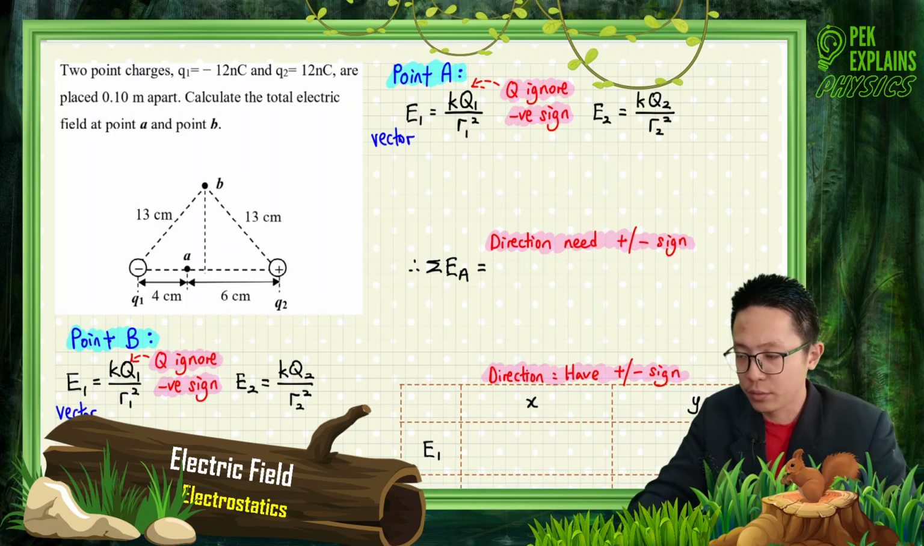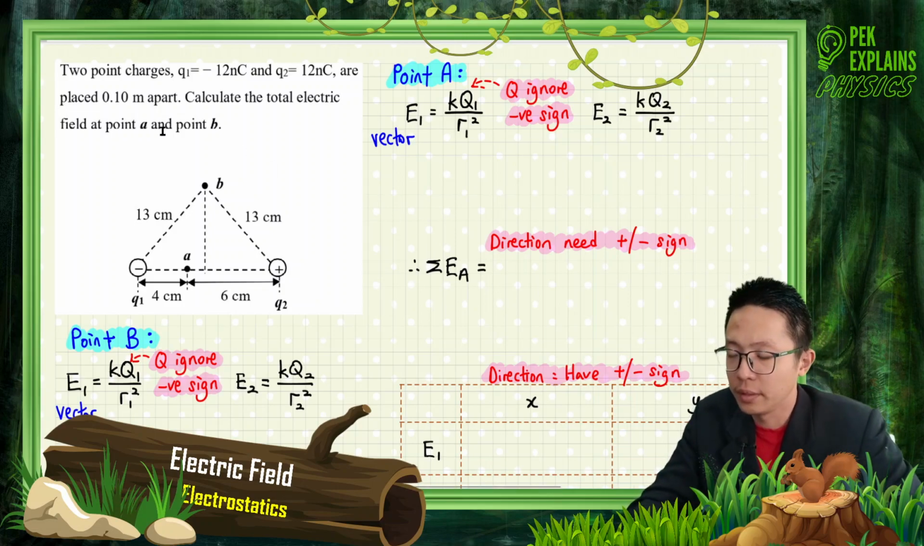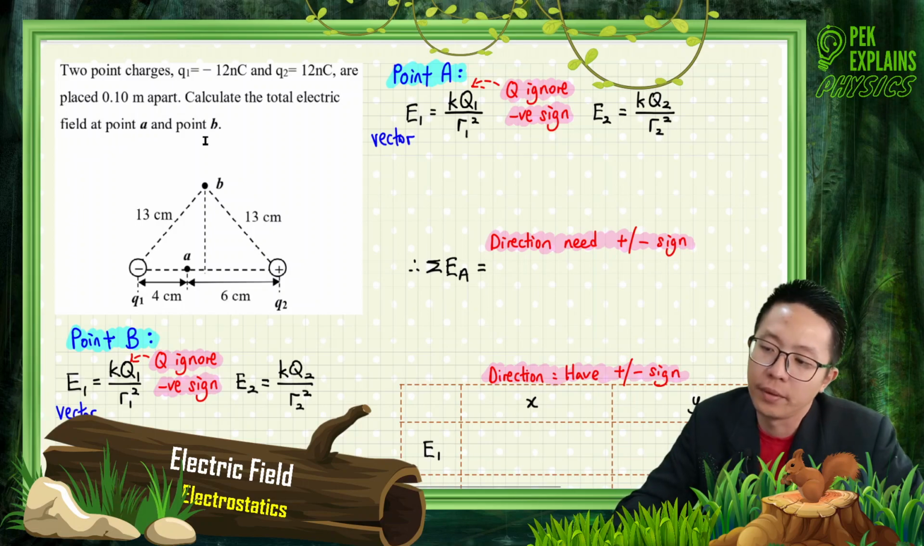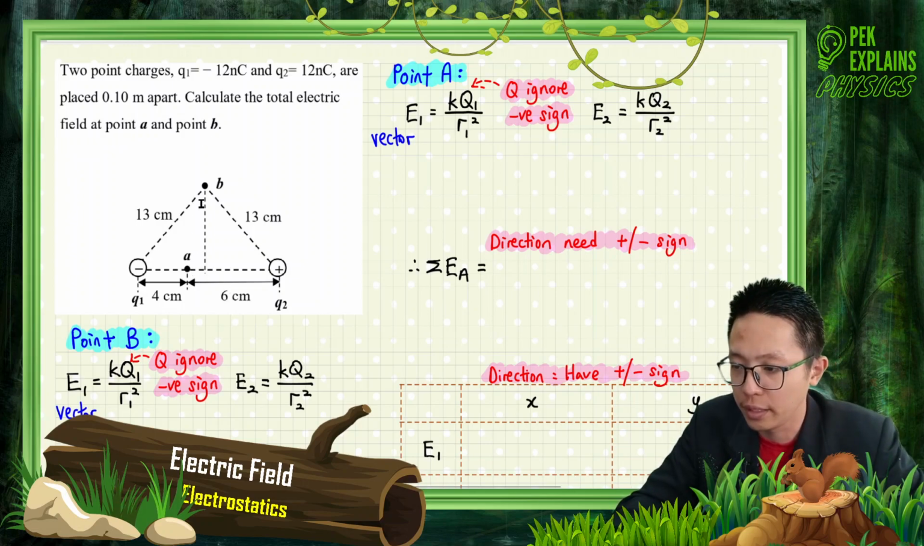Okay, now the next question for electric field. Two point charges Q1 and Q2, one is a negative charge, another one is a positive charge, are placed 0.1 meter apart. Calculate the total electric field at point A and point B. I want to find the total electric field at A and B. So let us do A first.